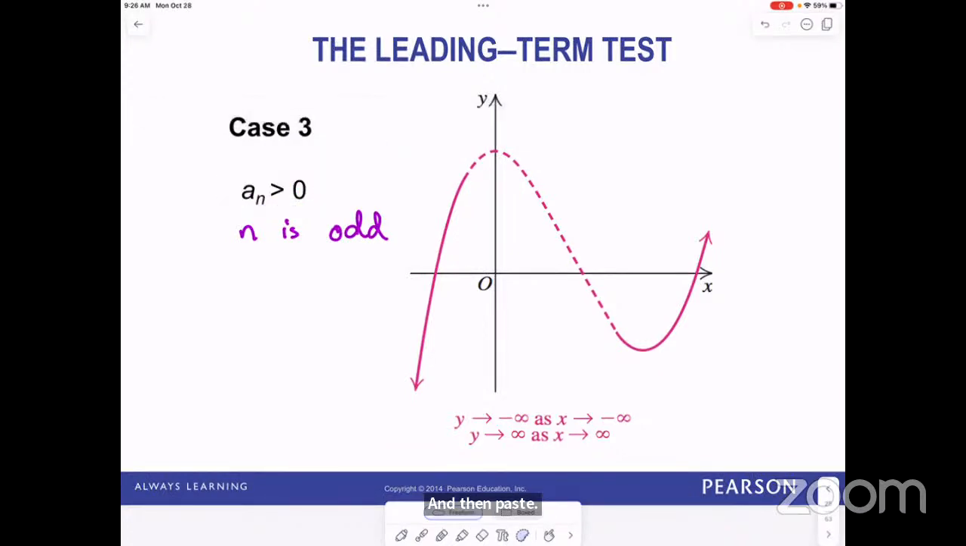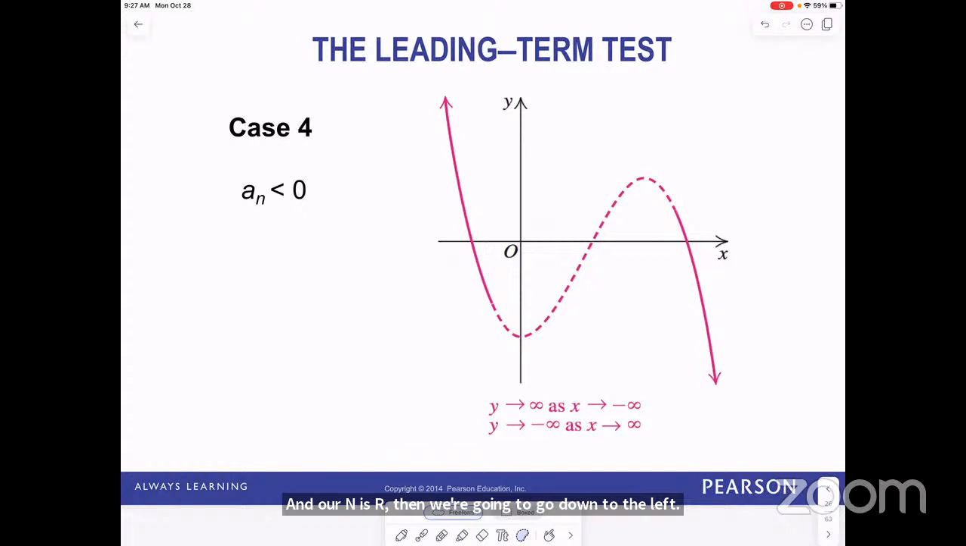So when n is odd, so positive leading coefficient and n is odd. Positive leading coefficient means our graph goes up to the right. N is odd means the other side does the opposite. Odd means opposite. So if we go up to the right and our n is odd, then we're going to go down to the left. That's case 3. And case 4 is the reverse.